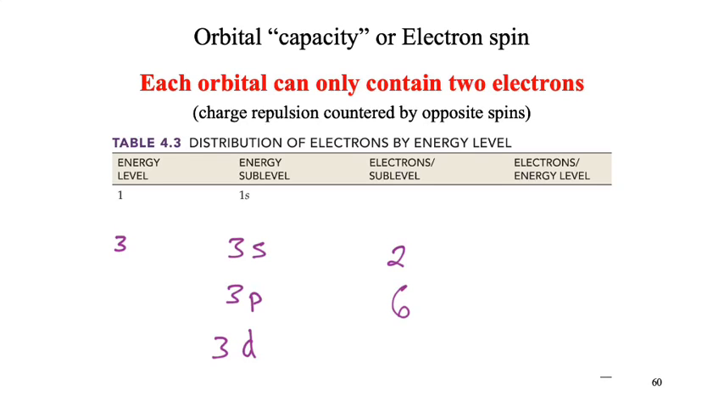When we get to the 3d, that's the cloverleaf shape. There are 5 orientations for that. Okay? Each of those orientations counts as an orbital. Each orbital holds 2 electrons. 5 orientations times 2 electrons gets you 10. So you could go through and memorize those numbers and those sequences.